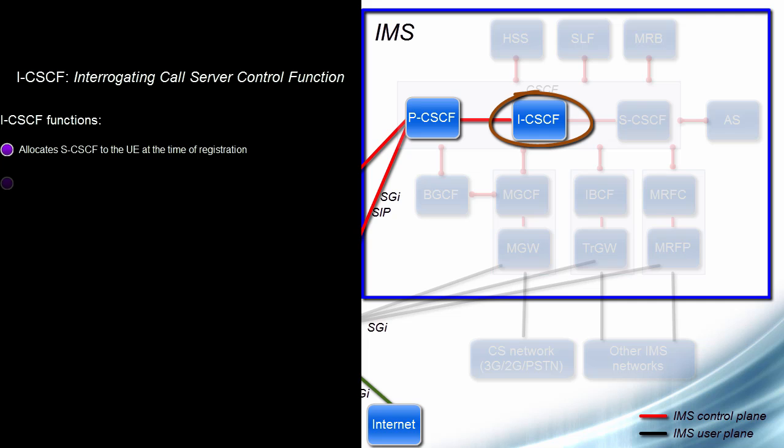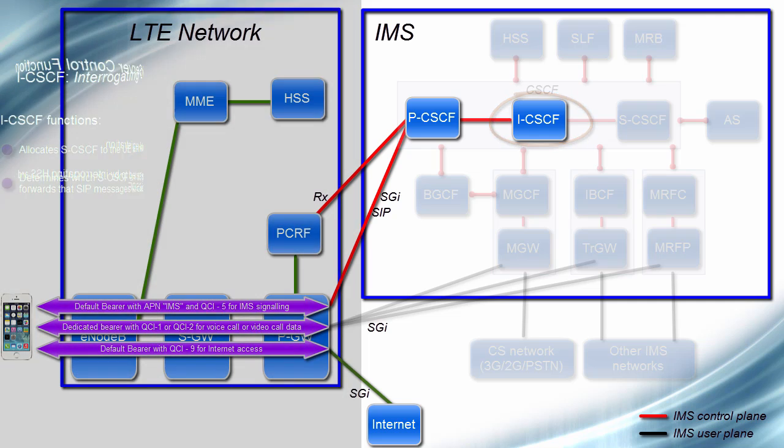Its second main task is, when there is a SIP message destined for a UE, I-CSCF determines which S-CSCF the UE is registered to by interrogating the HSS, and forwards that SIP message to the correct S-CSCF.